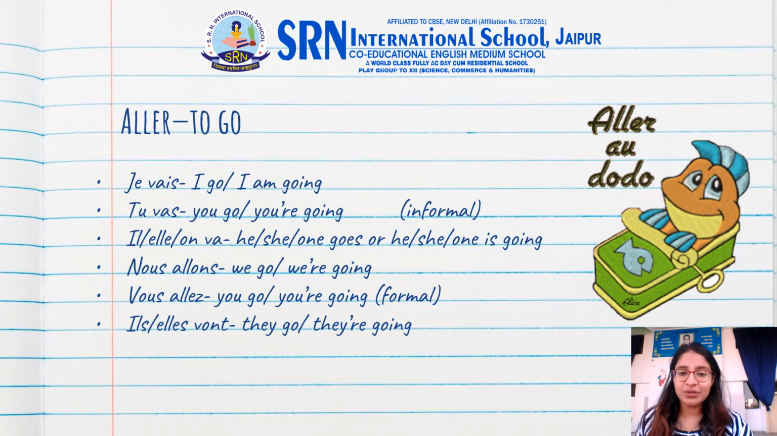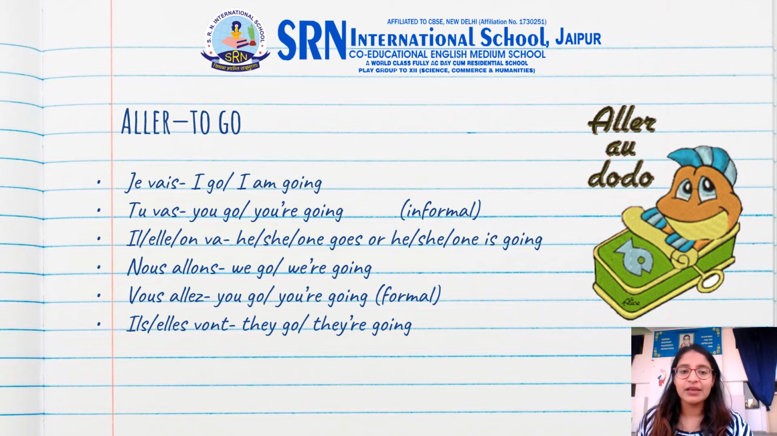Here also you need to keep in mind that we are saying ils, elles, but this is pronounced as vont only. So ils, elles vont, which means they go or they are going.